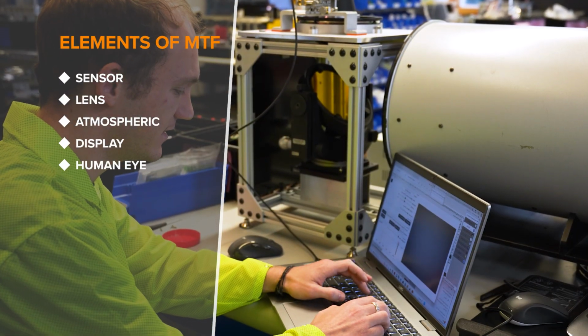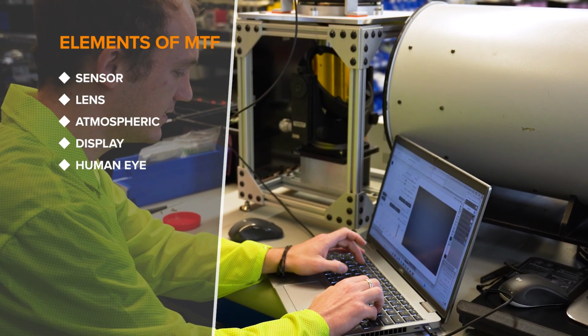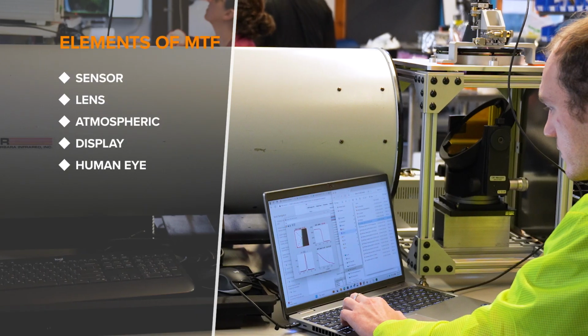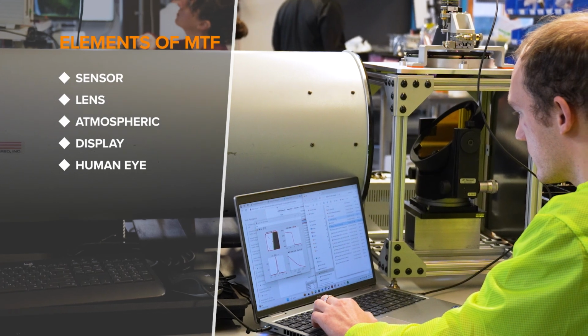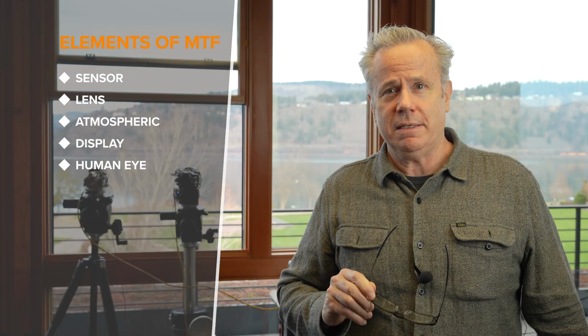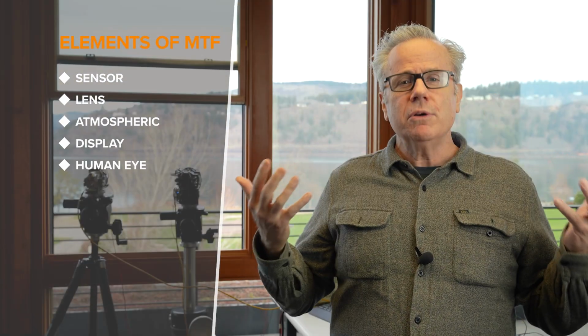The display that you use to look at the image has its MTF characteristics, and the eyeball has MTF characteristics. That's why I wear glasses, because I have to improve the MTF of my eyeball. The important issue for us is sensor MTF and lens MTF. Those are the two most basic elements that we can optimize.